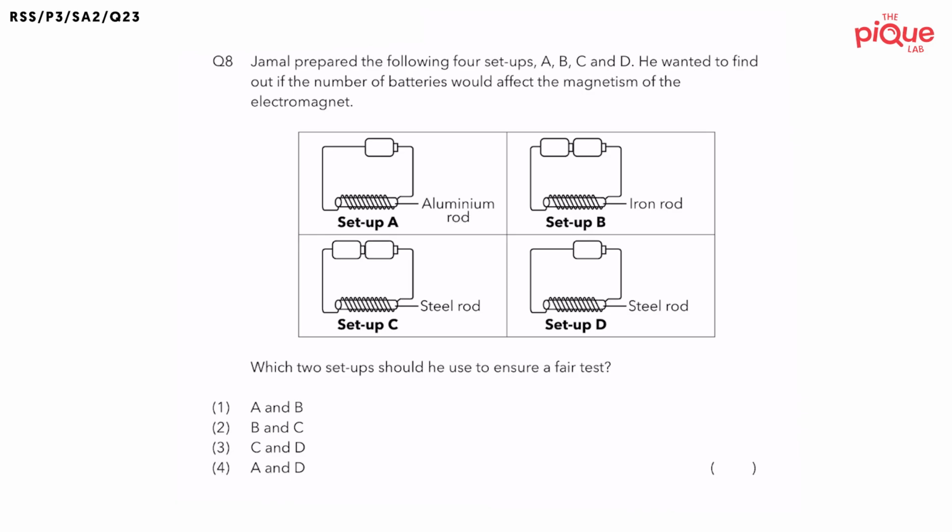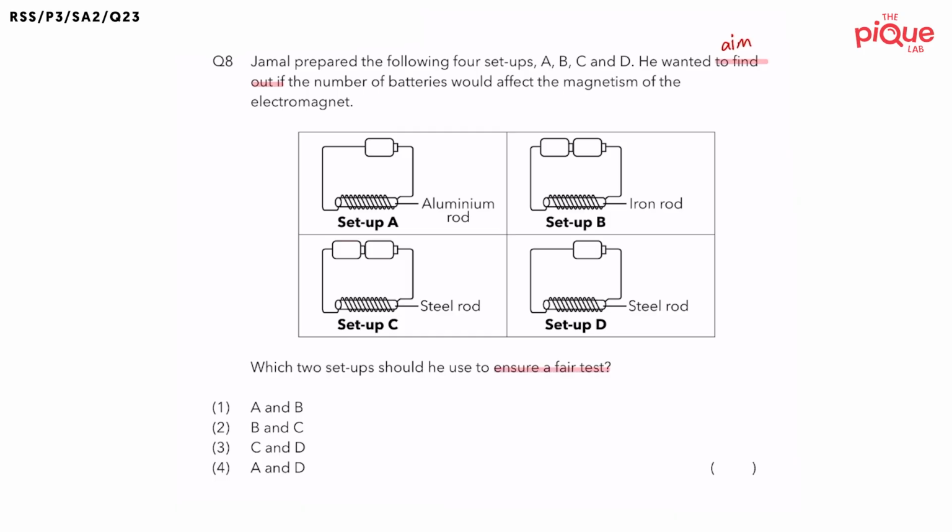Let us now take a look at this question over here. Jamal prepared the following 4 setups A, B, C, D. He wanted to find out if the number of batteries will affect the magnetism of the electromagnet. Now, whenever we see these 3 words, to find out, can you tell me what of the experiment they are telling you? They are telling you the aim of the experiment. And the question is asking us, which 2 setups should he use to ensure a fair test?